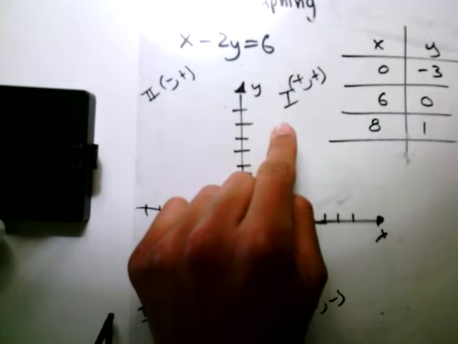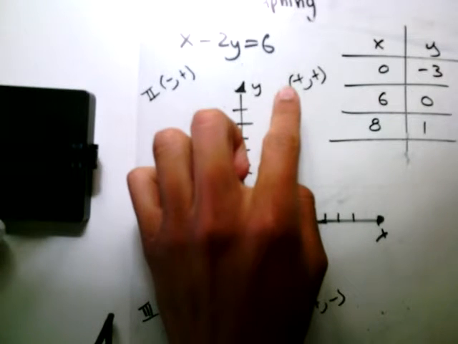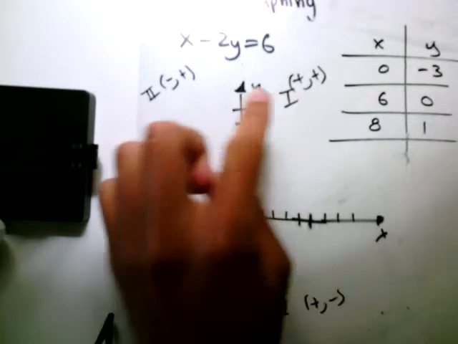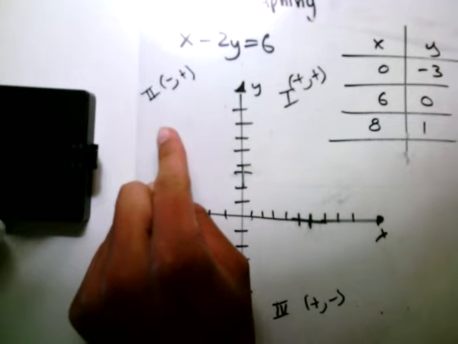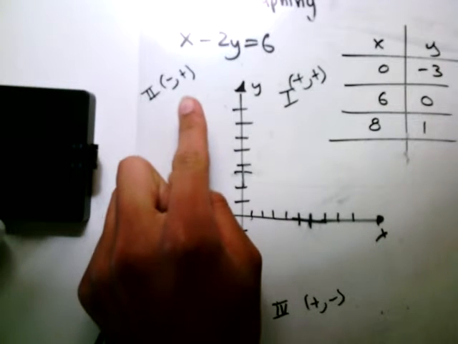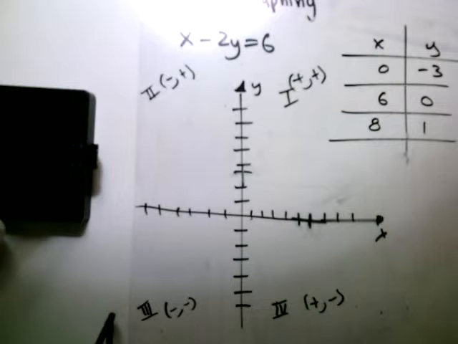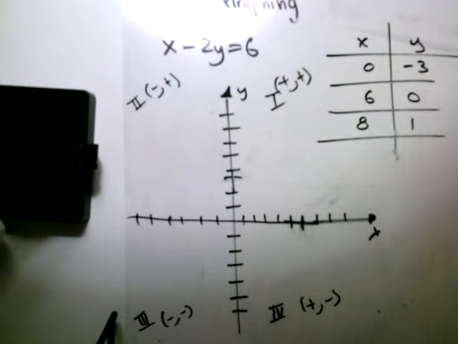We have our first quadrant, which yields a positive x value and a positive y value. Then we have the second quadrant, which yields a negative x value and a positive y value. The third quadrant yields both a negative x and a negative y. And our fourth quadrant, which is our last quadrant, yields a positive x and a negative y.